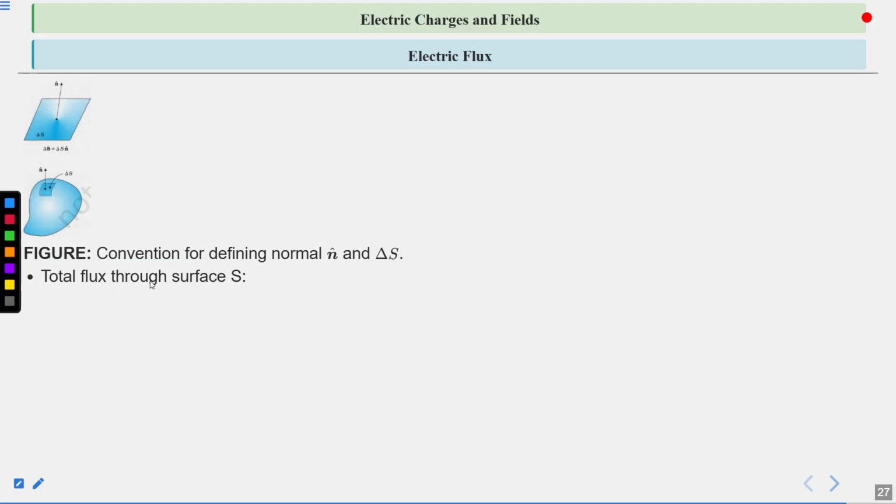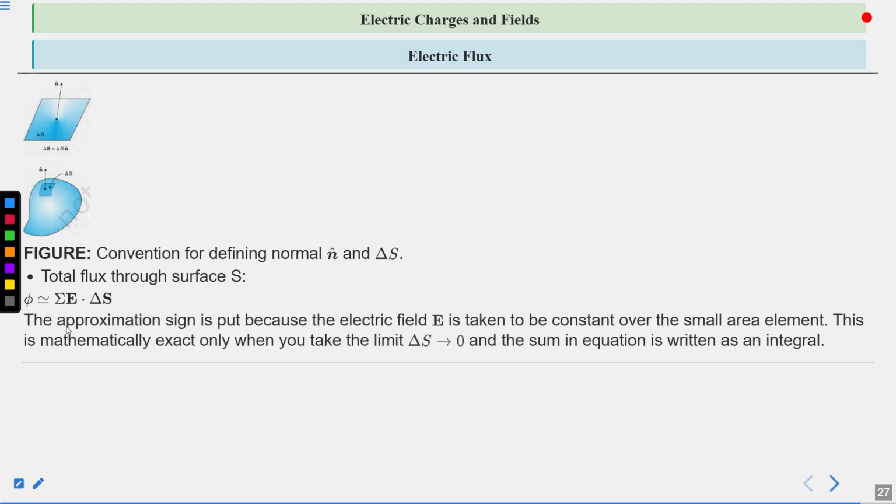Total flux. This is important. Total flux through surface S. Suppose we have a surface S. In that case, what will be the total electric flux? So phi is approximately equal to summation E dot delta S. So this is the total flux. The approximation sign is put because electric field E is taken to be constant over the small area element. This is mathematically exact only when you take the limit delta S approaches 0 and the sum is written in integral form.